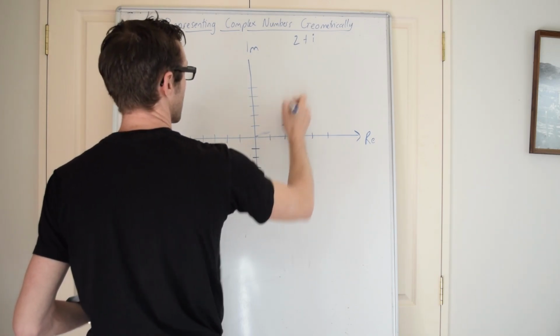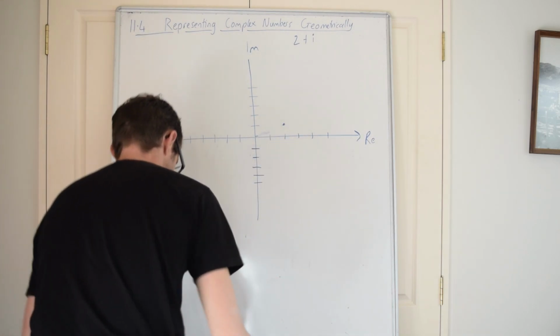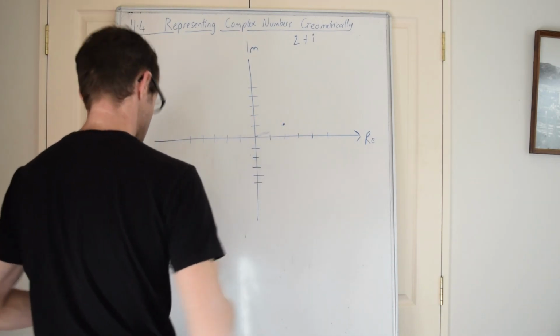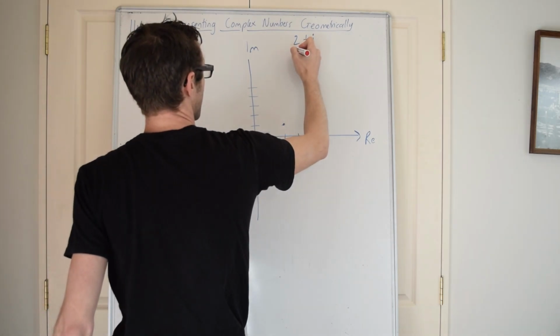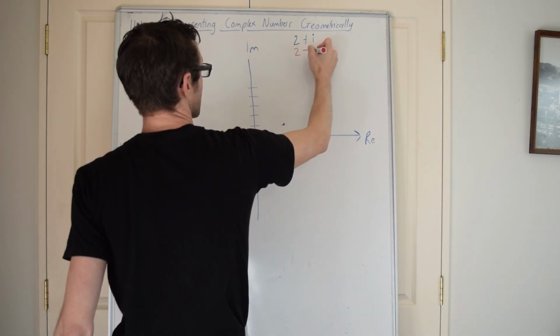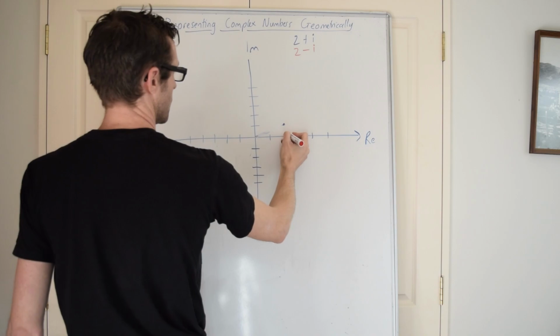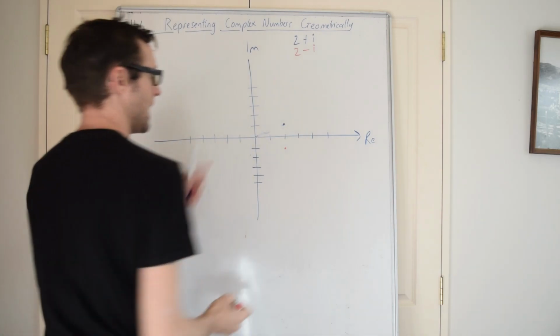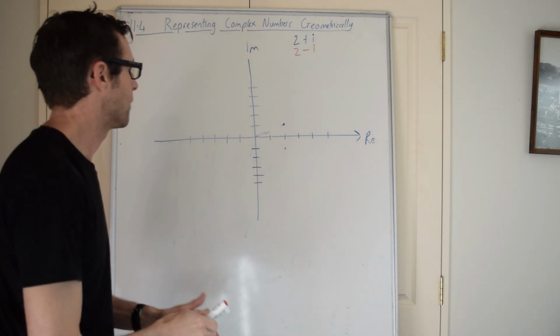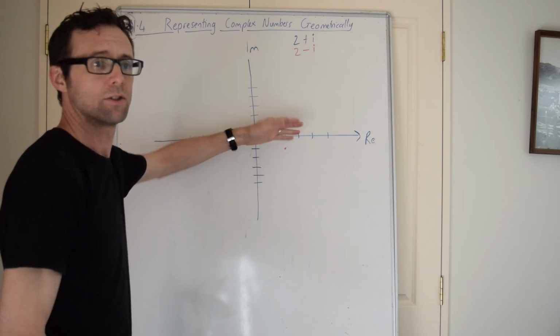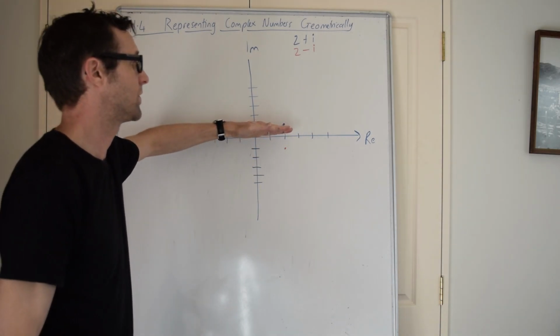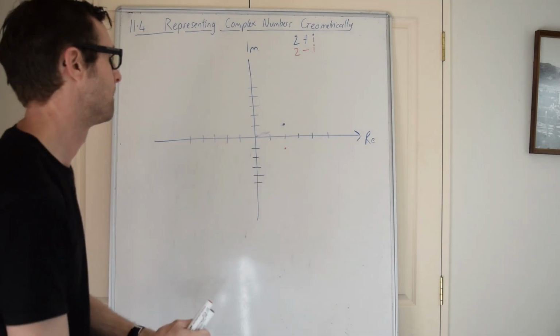Now what's really interesting is what happens when we do something like its complex conjugate, 2 minus i. Again we go across 2, but instead we go down 1, and you can see here that we have a reflection. So a complex conjugate is a reflection across the real axis, or across the x-axis here.